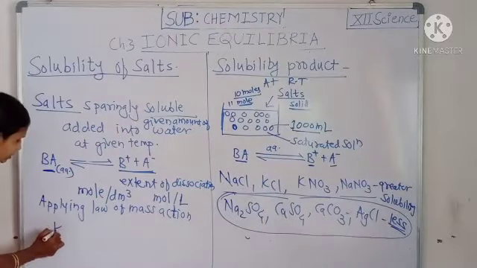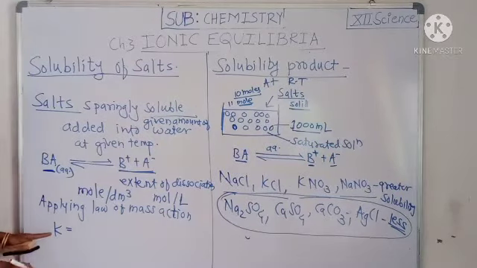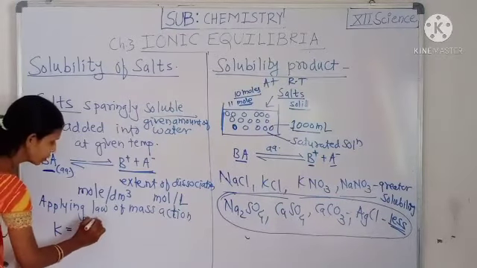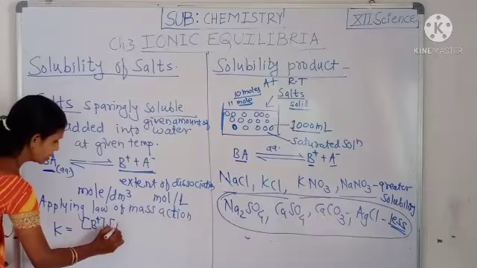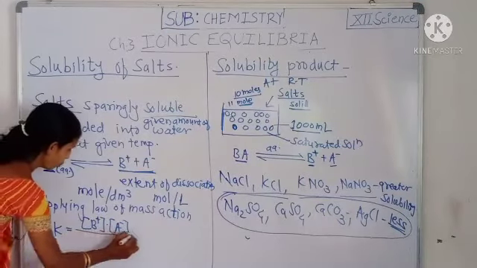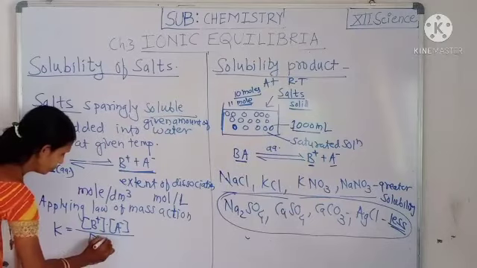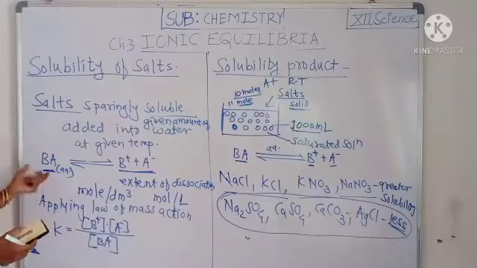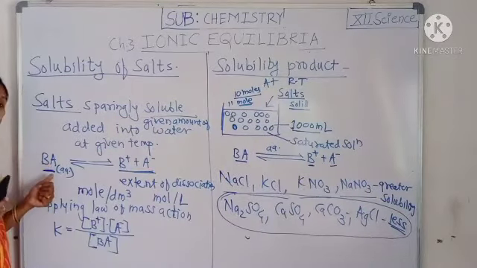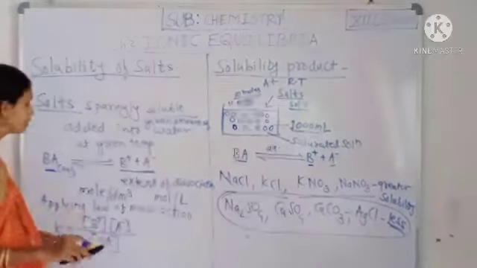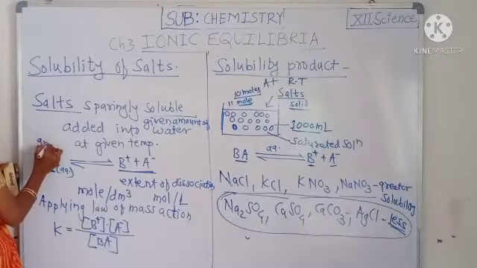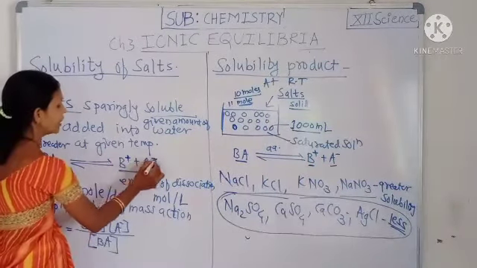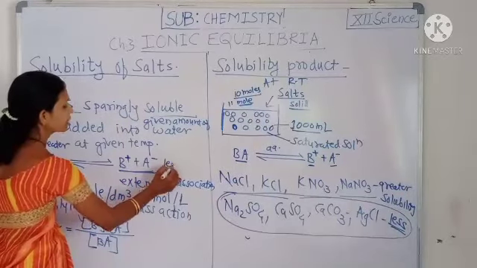Therefore, the equilibrium constant K is equal to the concentration of B plus into the concentration of A minus, upon the concentration of BA. Here, the BA molecules, that is the undissociated or undissolved molecules, are in greater amount, and the dissociated ions, that is B plus and A minus ions, are to a very small extent.